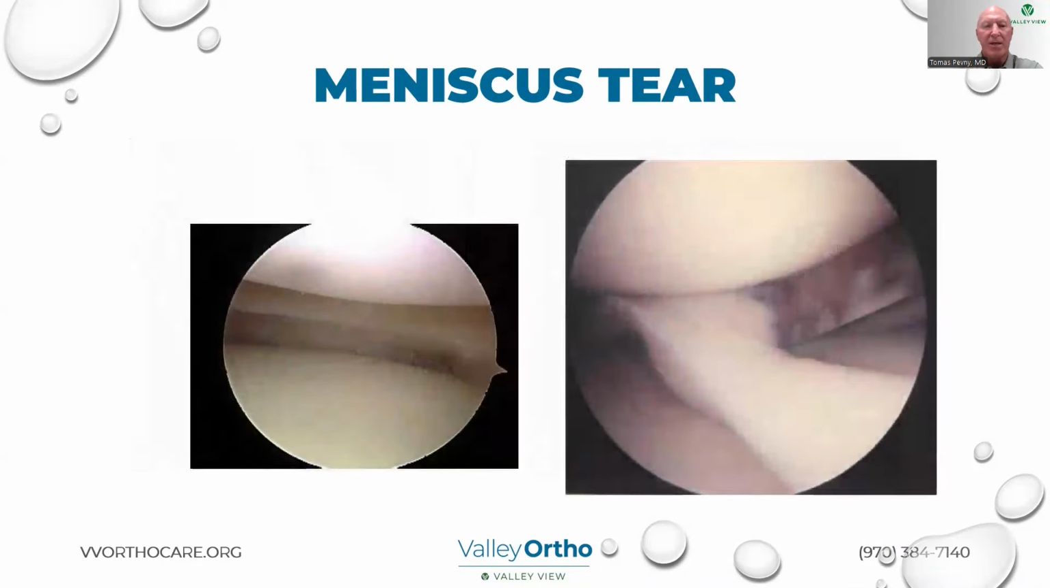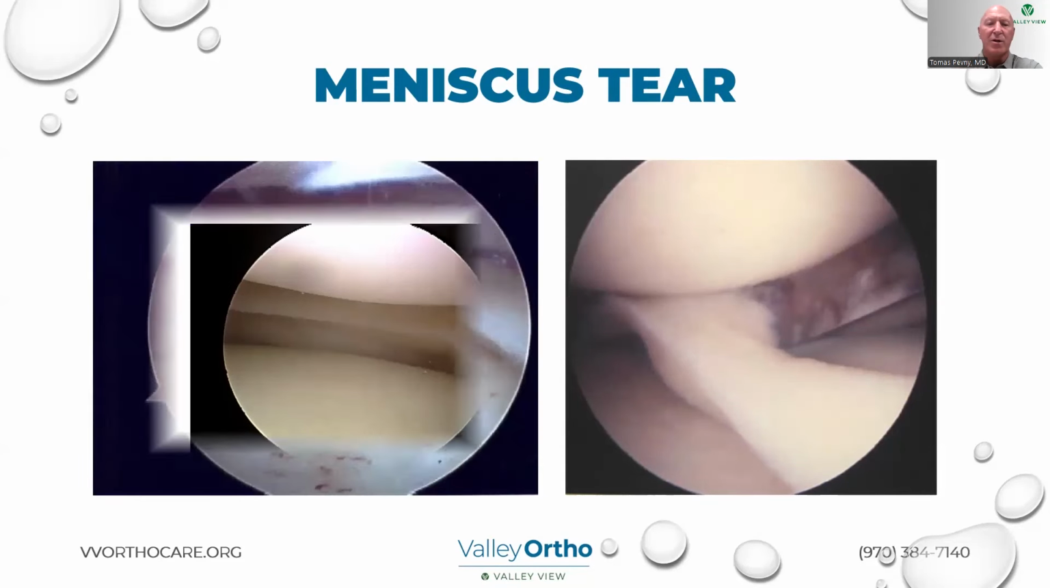And this is what a bucket handle would look like on an arthroscopy. Again, in relation to a normal meniscus, you can see this bucket handle where it's torn. The good thing about this one is you can see blood back here. So this is something we would want to salvage and repair because we'd have to take out most of the meniscus in this situation, which we don't want to do.